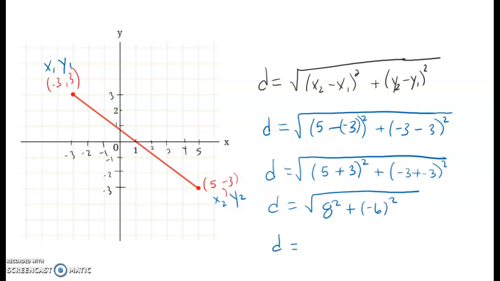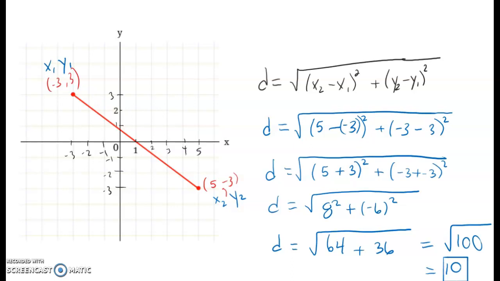So now let's continue. I've got 8 squared plus -6 squared. When I square 8, I'll get 64, and when I square -6, I will get a positive 36. When you square a negative number, it's -6 times -6, which is 36. Adding the two together, I will get 100, and then take the square root of 100. What number multiplied by itself gives you 100? That answer is 10. So the distance between these 2 points is 10 units. So that is the answer to part A.